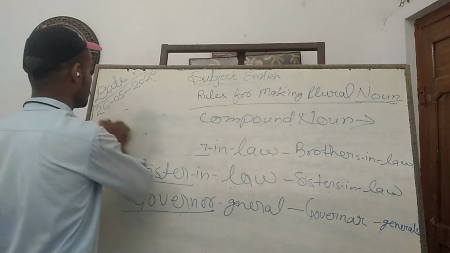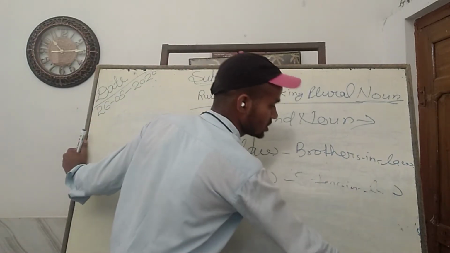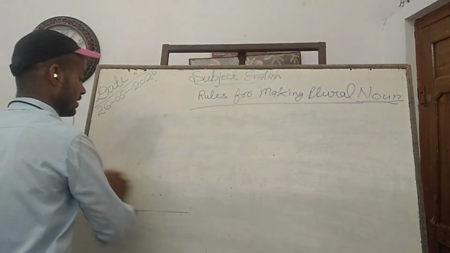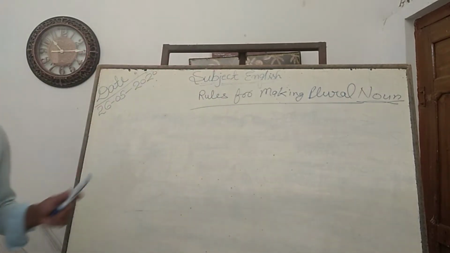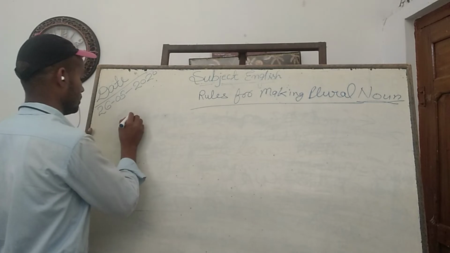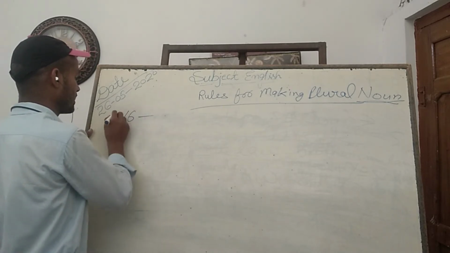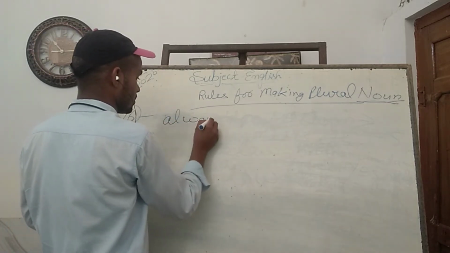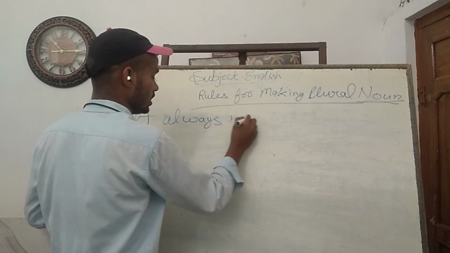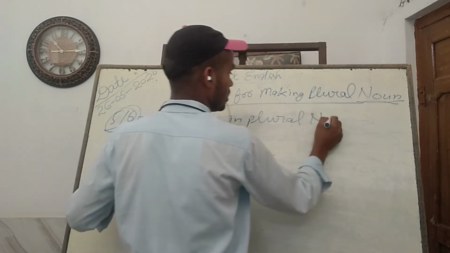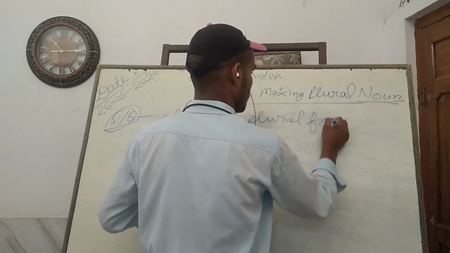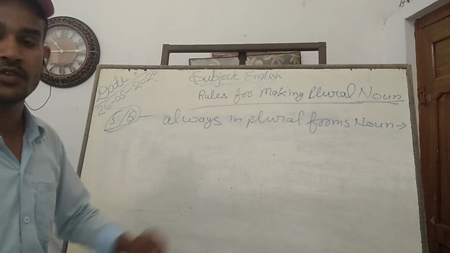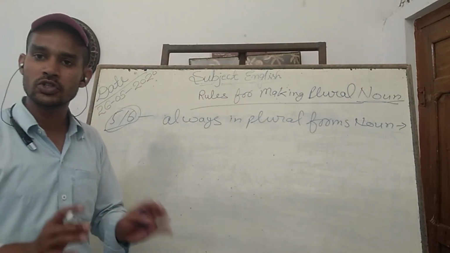After this, there is the next rule, sixth rule or fifth rule, whichever it be. Some nouns are always used in plural form. For example, sixth rule is here, or fifth rule, I am forgetting which rule is here, but some nouns are always in plural form. Means here some nouns are always used in plural form. They have no singular form.